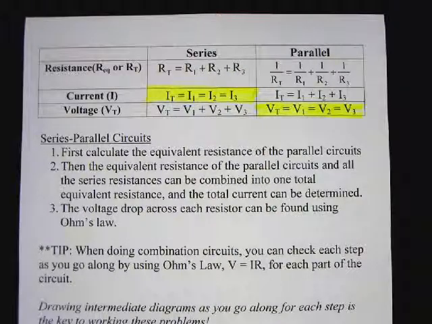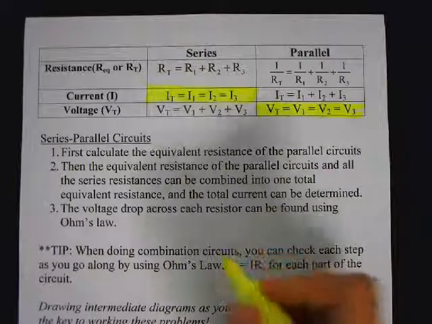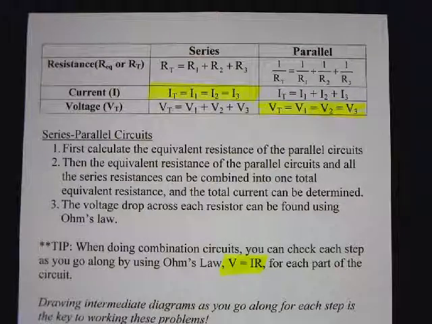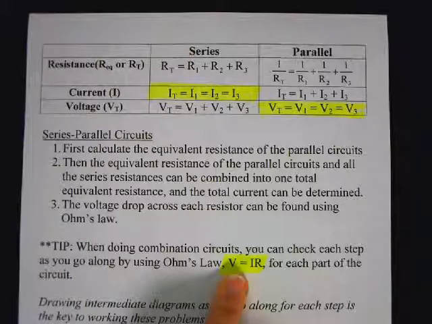Now, when we do these problems, it's kind of like order of operations in math. We can't just start adding or multiplying or dividing. We have to look at what we can do. And the way to do this is by looking at the current. The current is going to tell us whether something's in series or parallel. We're going to be applying Ohm's law over and over and over again throughout, consistently. And we can apply this for the entire circuit, for part of a circuit, or for one particular resistor.